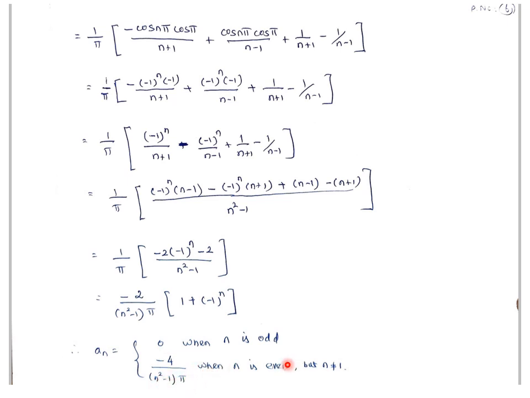Hence, when n is an even number but not equal to 1. When n equal to 1, it will become as infinity. The denominator will become as 0. Therefore, for the value n not equal to 1, an equal to minus 4 divided by n square minus 1 into pi. For the remaining other values, n is odd, it will become as 0.